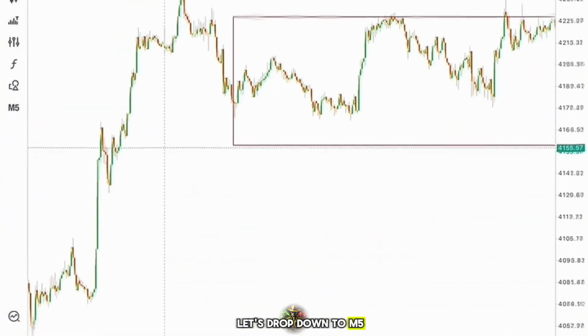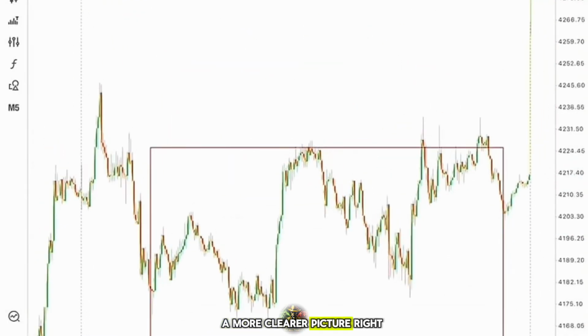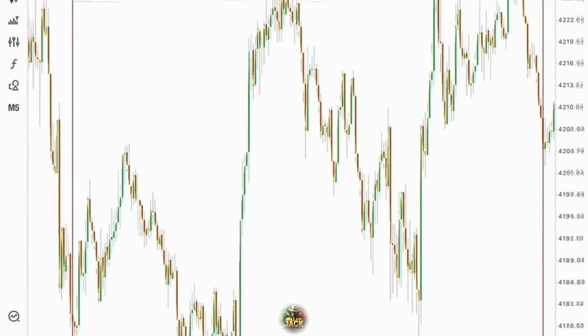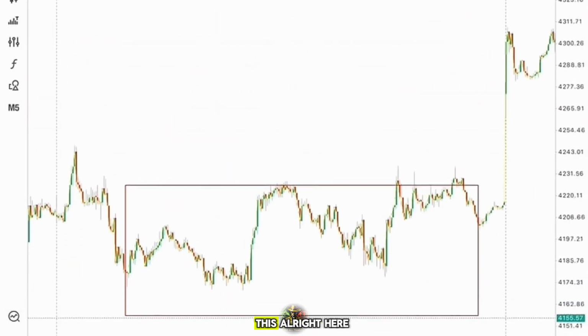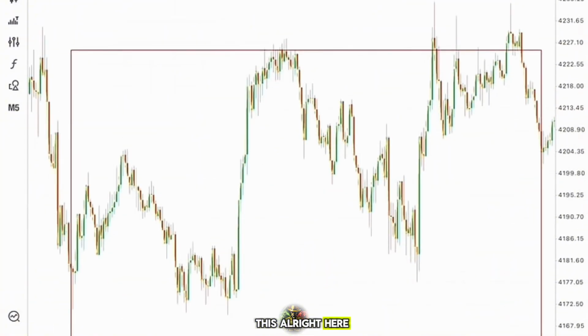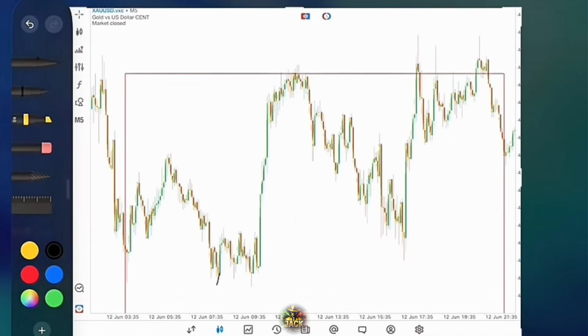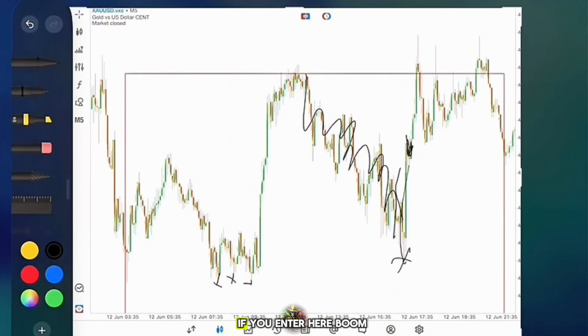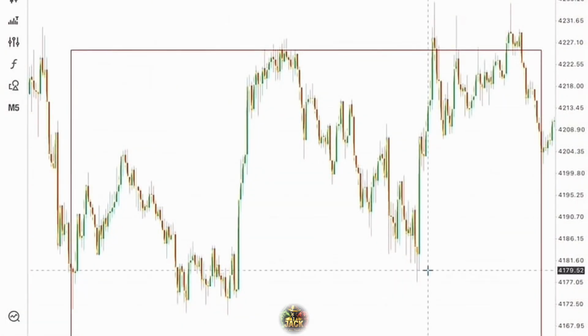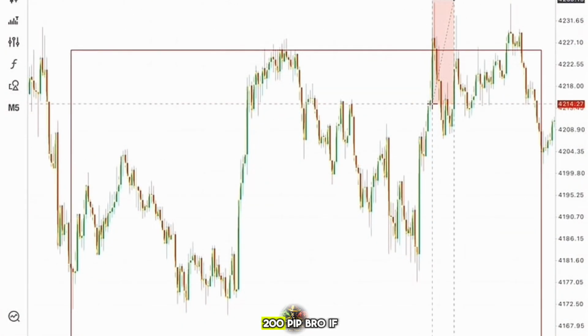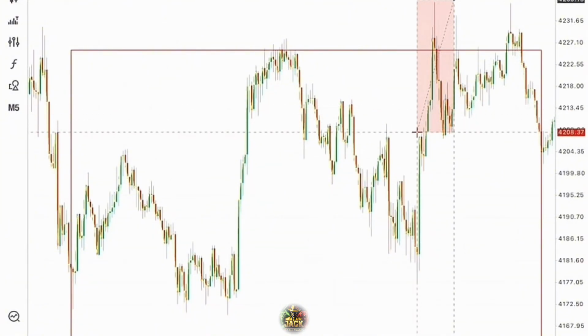Drop down to M5 where we can have a clearer picture, right? Let me look at this. See? Keep on bidding, keep on bidding. Price came down. Another push up. You can enter here. If you enter here, boom, there's a spike there. Yeah, 200 pips, bro, if you enter from here.